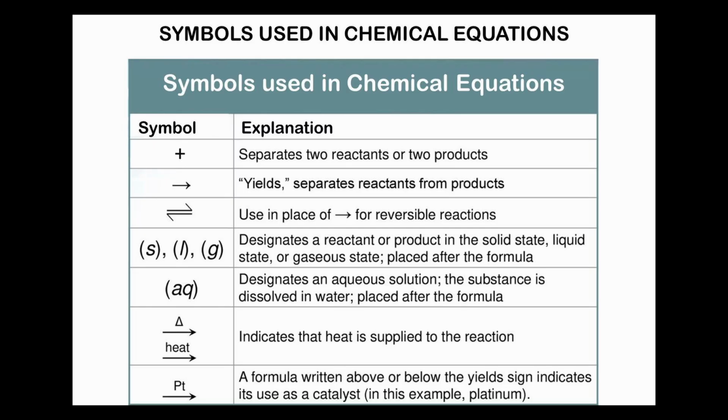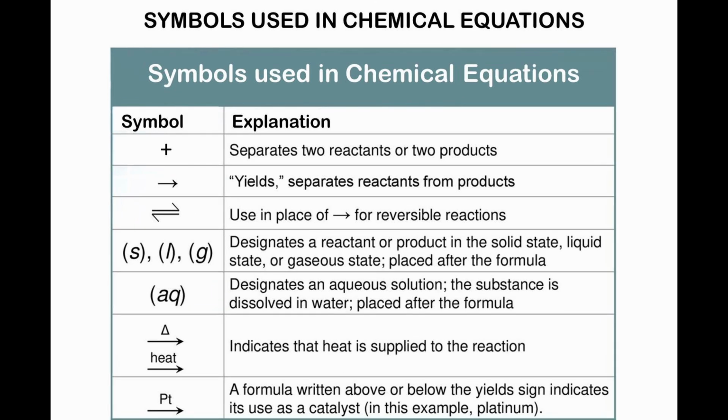This table shows some symbols used in chemical equations. As we have seen before, the plus sign separates two reactants or products, and an arrow separates reactants from products. (aq) designates an aqueous solution. A formula written above or below the arrow indicates its use as a catalyst.